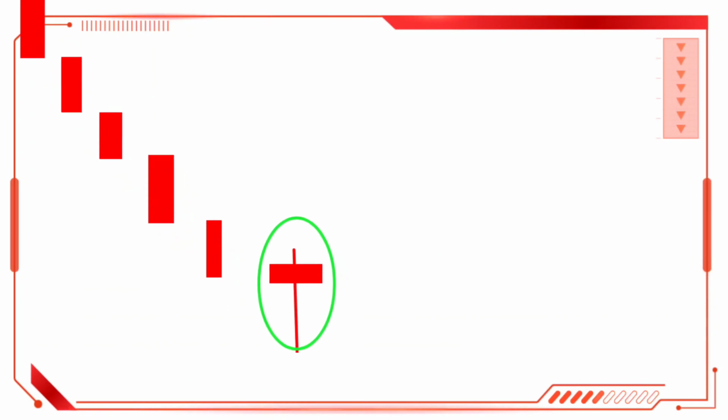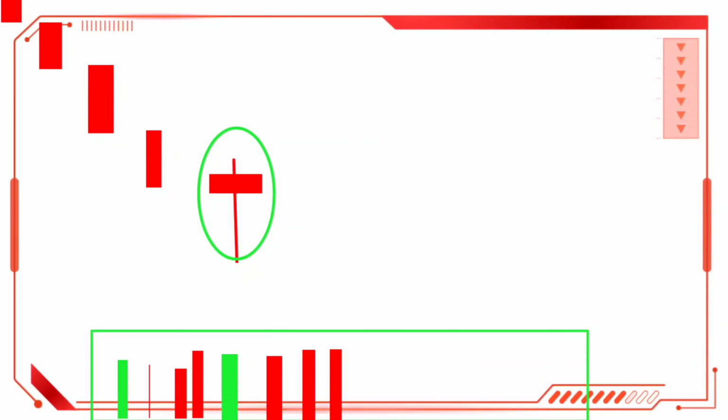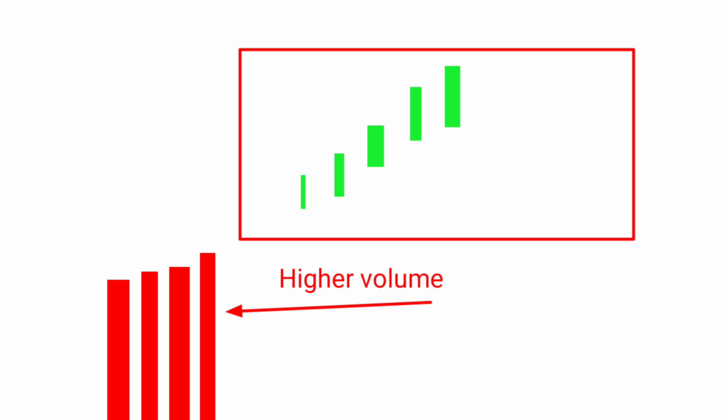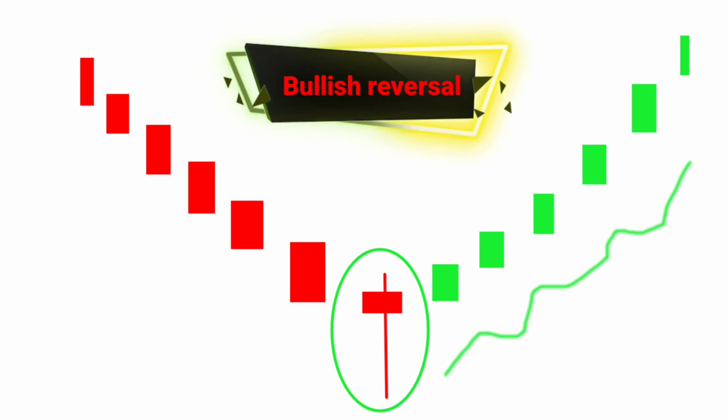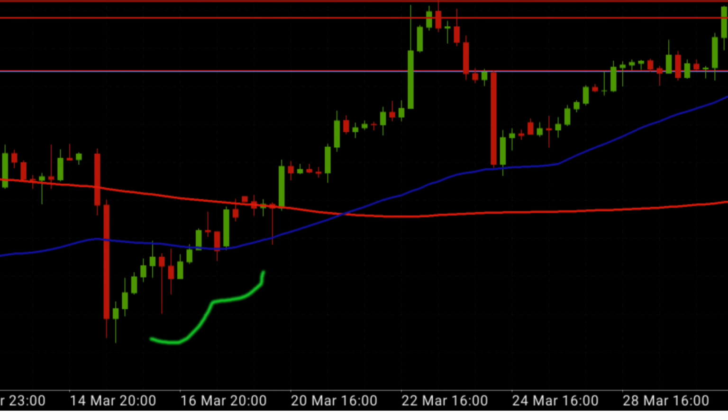However, it's important to note that not all hammers are created equal. The best hammers have long lower shadows, small real bodies, and occur after a long downtrend. Traders should also pay attention to the volume during the formation of the hammer, as high volume can indicate stronger buying pressure.